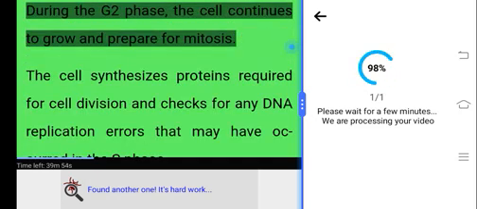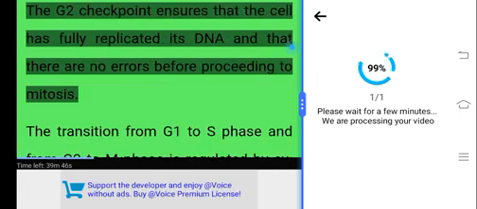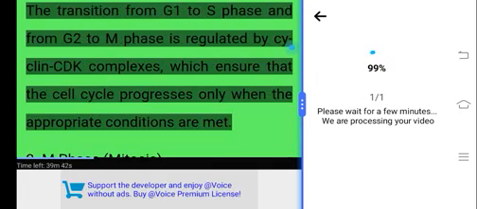G2 phase, Gap 2. During the G2 phase, the cell continues to grow and prepare for mitosis. The cell synthesizes proteins required for cell division and checks for any DNA replication errors that may have occurred in the S phase. The G2 checkpoint ensures that the cell has fully replicated its DNA and that there are no errors before proceeding to mitosis. The transition from G1 to S phase and from G2 to M phase is regulated by cyclin-CDK complexes, which ensure that the cell cycle progresses only when the appropriate conditions are met.